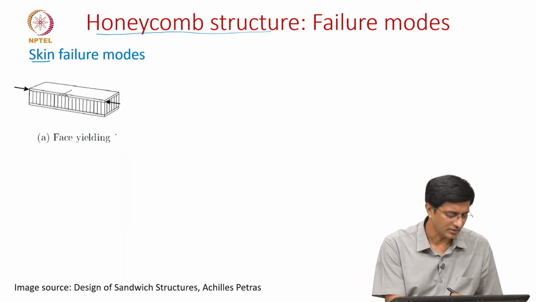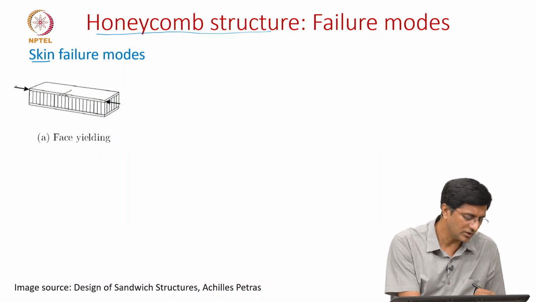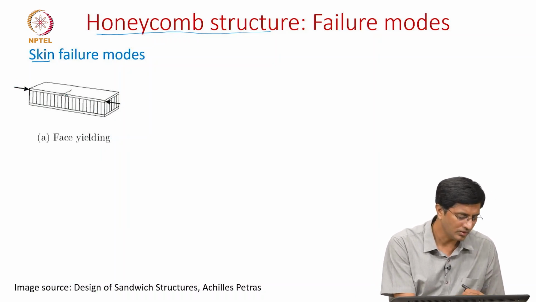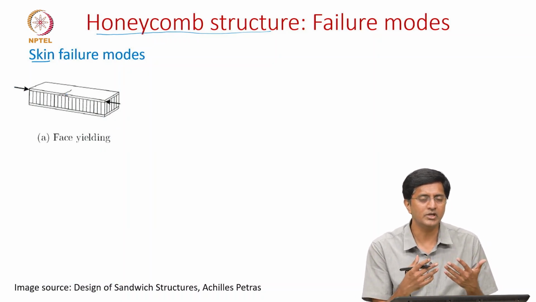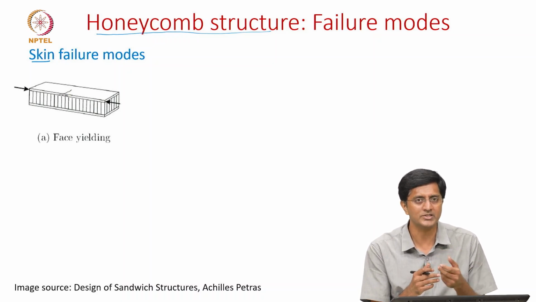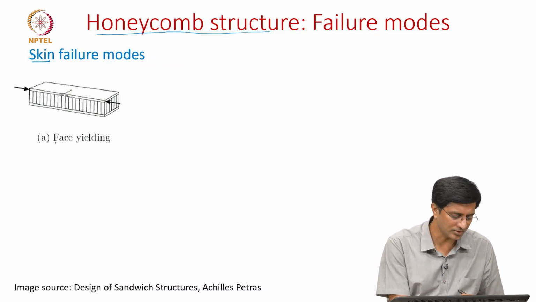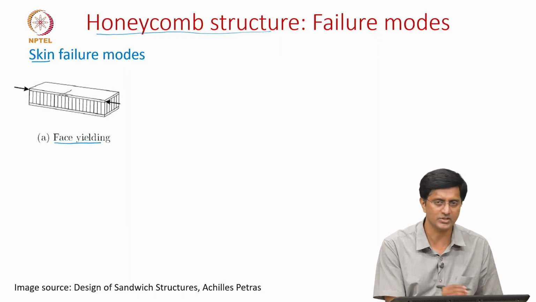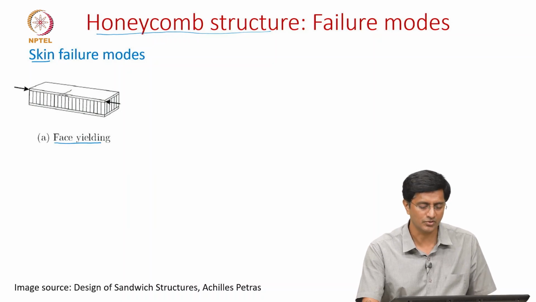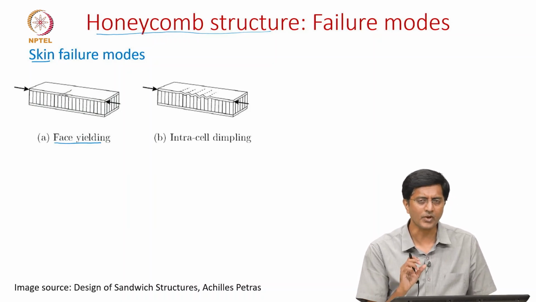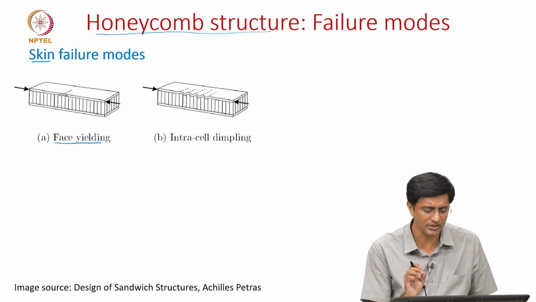First is yielding. In this, we have a compressive load, and since the face sheet, let's say, is made up of a metal, we assume the first kind of failure will be it going into plastic deformation. So when does it go to plastic deformation? When it starts yielding. So this is what we call face yielding. But what are the other failure modes we expect because of these kinds of compressive loads? We expect buckling. But in buckling, there are two different ways which we'll show here.